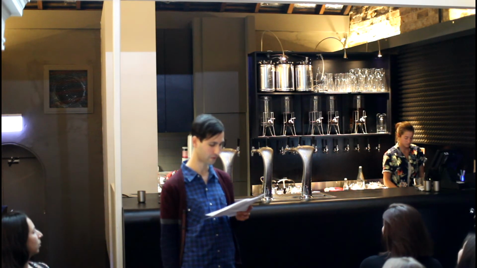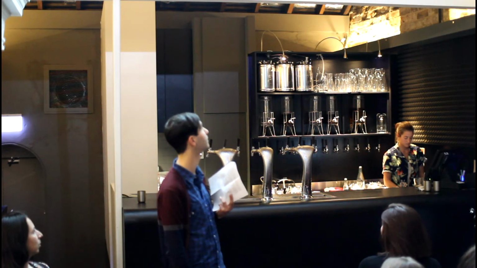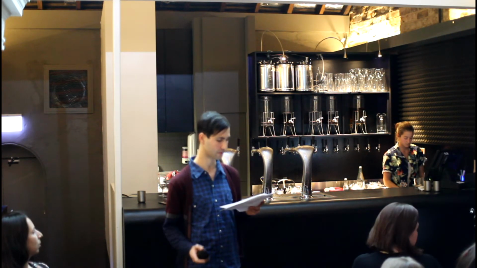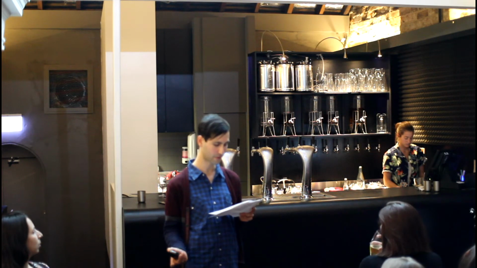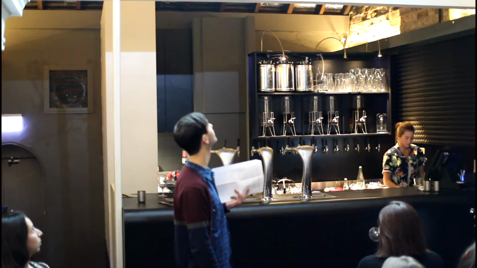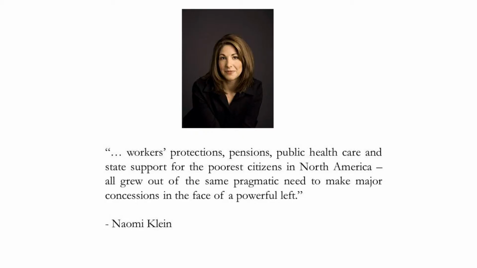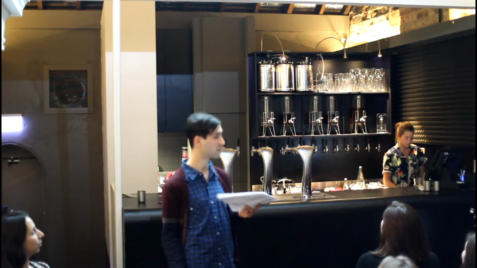And a high-level plan was admitted at the time. The future of capitalism was at stake. So, just for example, as Naomi Klein puts it, workers' protections, pensions, public health care, and state support for the poor citizens in North America in the New Deal policies, they all go up with the same pragmatic need to make major concessions in the face of a powerful left.